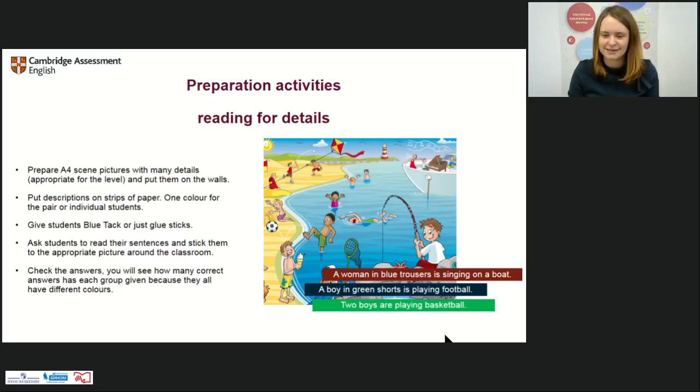Have a look at the picture and read the sentences. So the team of which color is wrong here? Just the color. Yeah, absolutely. So not basketball, but baseball. All right.